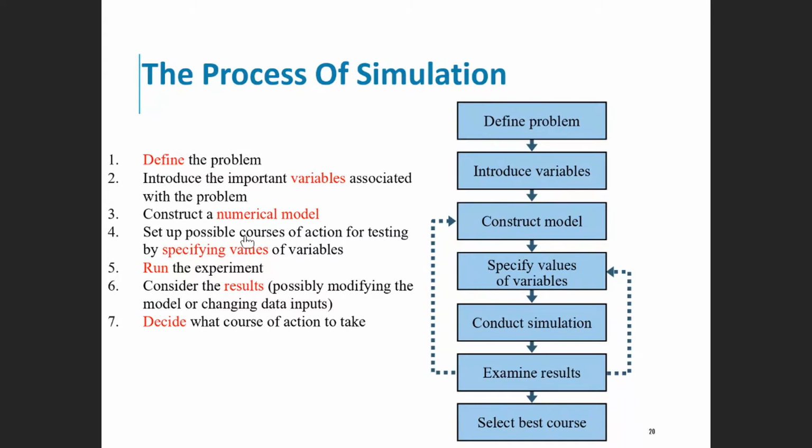Set a possible course of action for testing by specifying values of variables. So you start putting the range of the values for those variables. If we have number of chairs, then we either put a range or an exact value, depending on the case you are dealing with. Run the experiment. So you start running the experiment, either by software application, or you are going to do it manually. Rarely is manual done now. There are many software packages that do that.